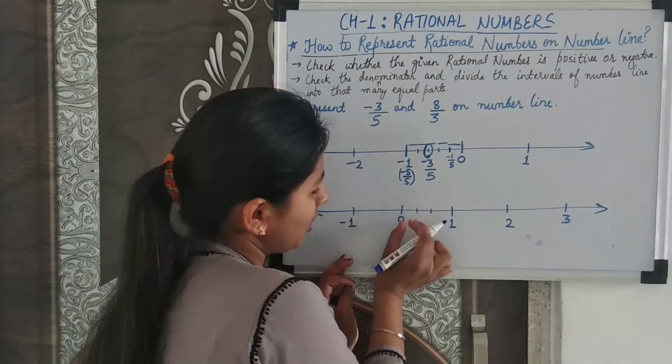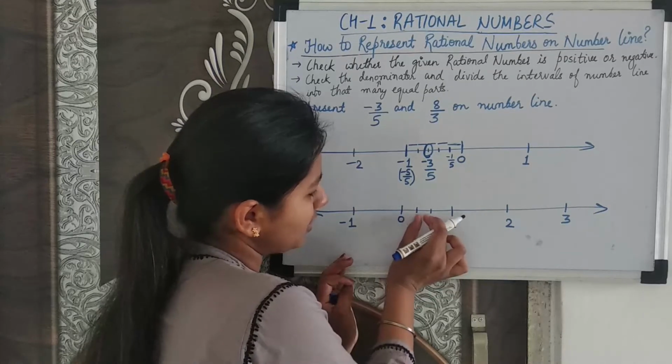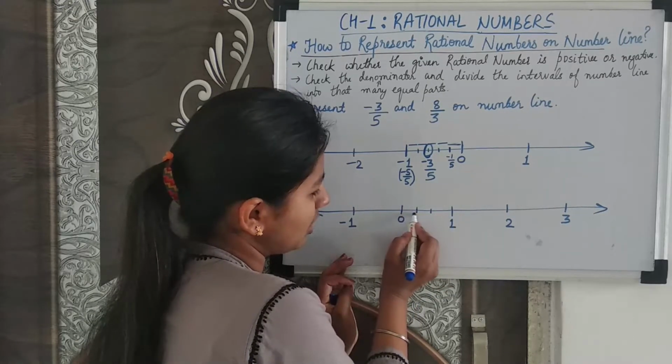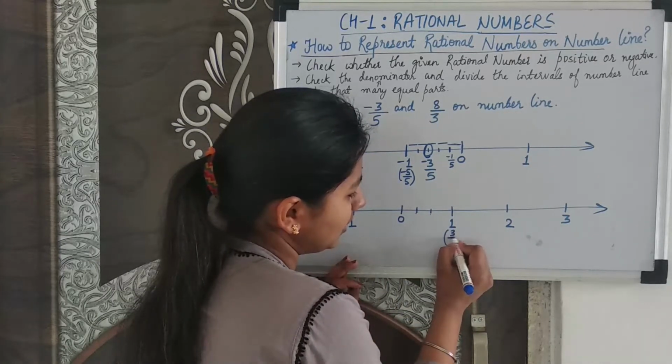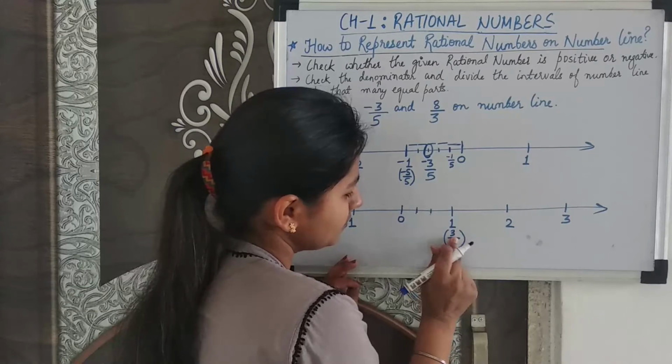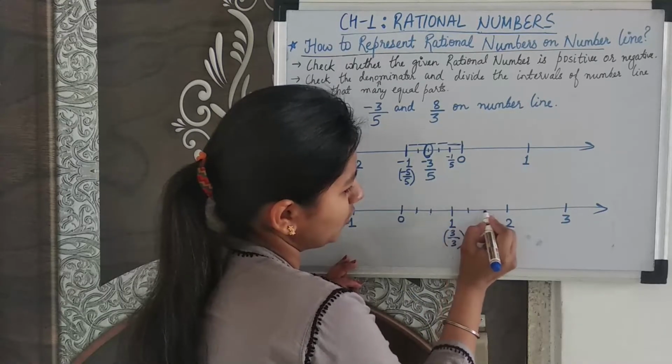So this is 0. This will be 1 by 3. Now from these 3 parts, this is 1 by 3, 2 by 3. And this is 3 by 3. Then again 2 equal parts.